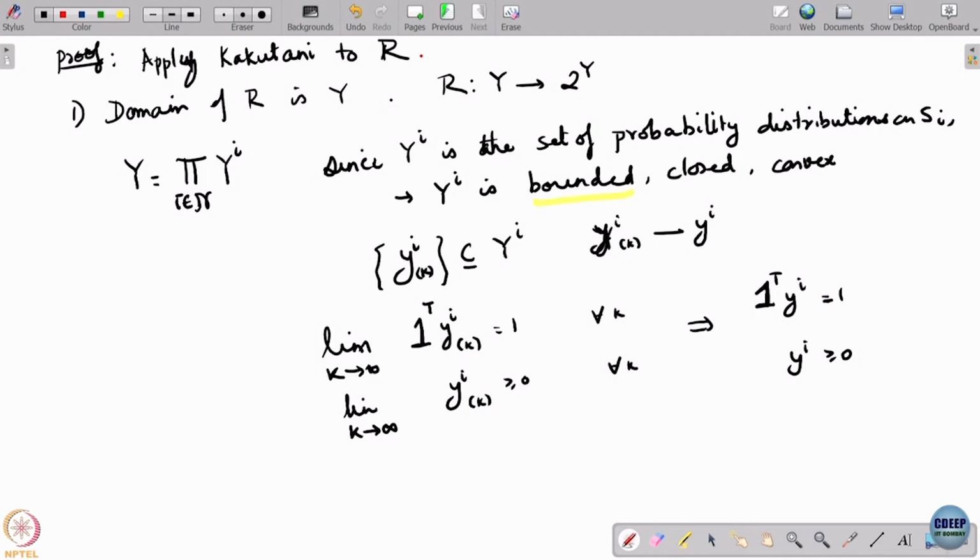Another way of looking at this is that, remember, capital Yi is simply defined by linear equations and inequalities. So, therefore, it is a convex set and it is also therefore a closed set. But because the distribution defines the set of all probability distributions, it automatically is bounded as well. So, in other words, capital Yi is closed, convex and bounded. So, once capital Yi is closed, convex and bounded, Y, being a product of such sets, is also closed, convex and bounded.